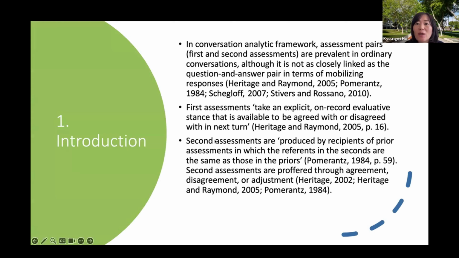In the conversation analytic framework, assessments such as first and second assessments are prevalent in conversation, although it's not as closely linked as a question and answer pair in terms of mobilizing responses. First assessments take an explicit on-record evaluative stance that is available to be agreed or disagreed with in the next turn. Second assessments are produced by recipients for prior assessments, in which the references in the seconds are the same as those in the priors. Second assessments are produced through agreement, disagreement, or adjustment, according to Heritage and Pomerantz.